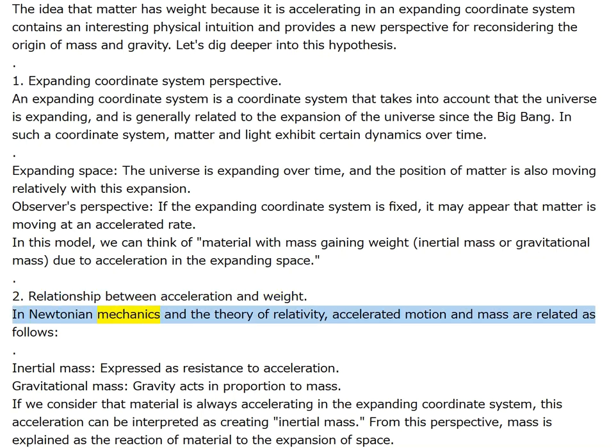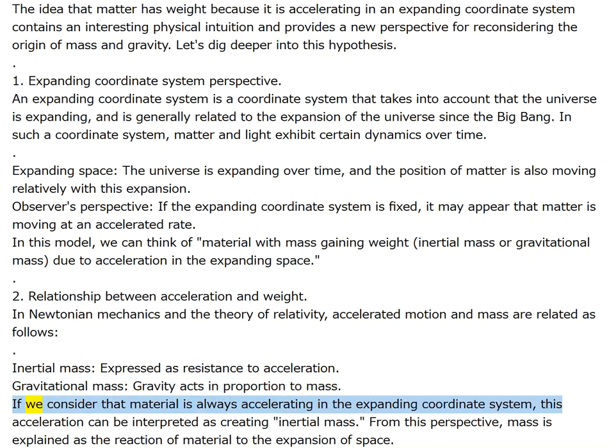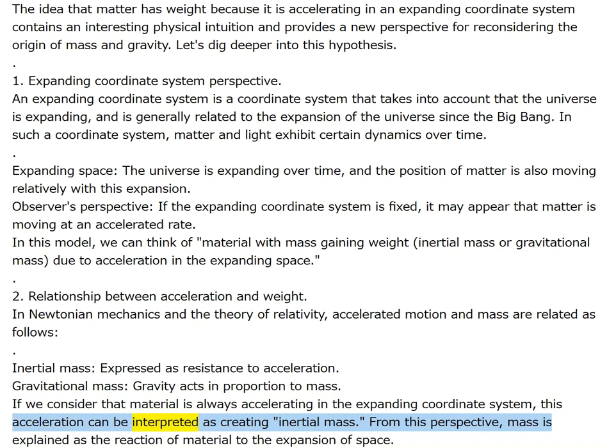2. Relationship between acceleration and weight. In Newtonian mechanics and the theory of relativity, accelerated motion and mass are related as follows. Inertial mass, expressed as resistance to acceleration. Gravitational mass, gravity acts in proportion to mass. If we consider that material is always accelerating in the expanding coordinate system, this acceleration can be interpreted as creating inertial mass. From this perspective, mass is explained as the reaction of material to the expansion of space.